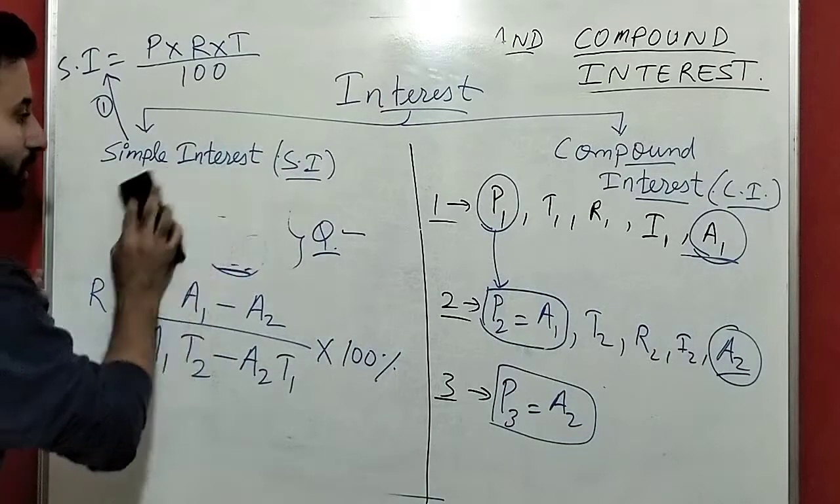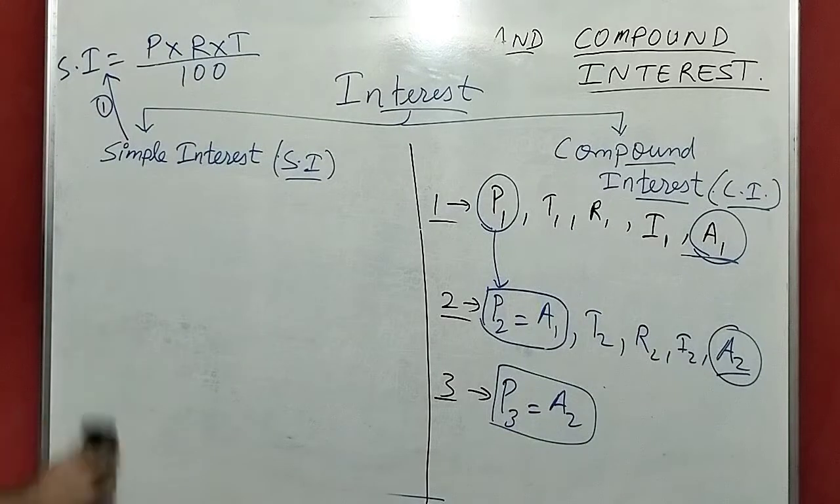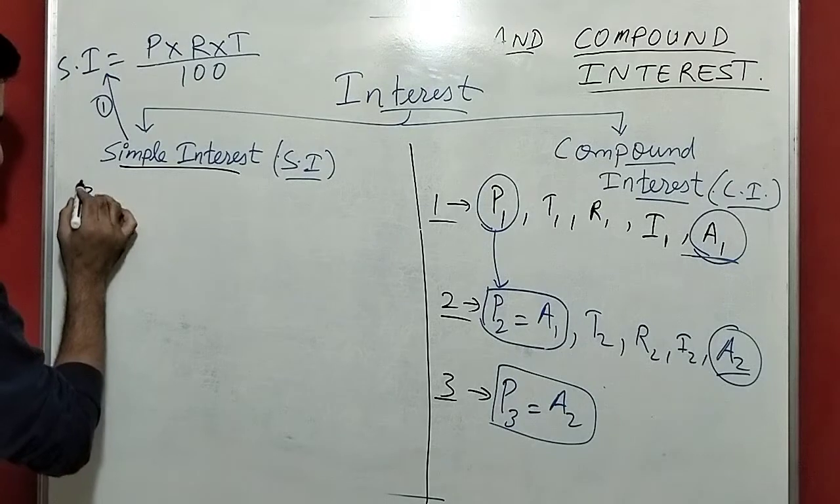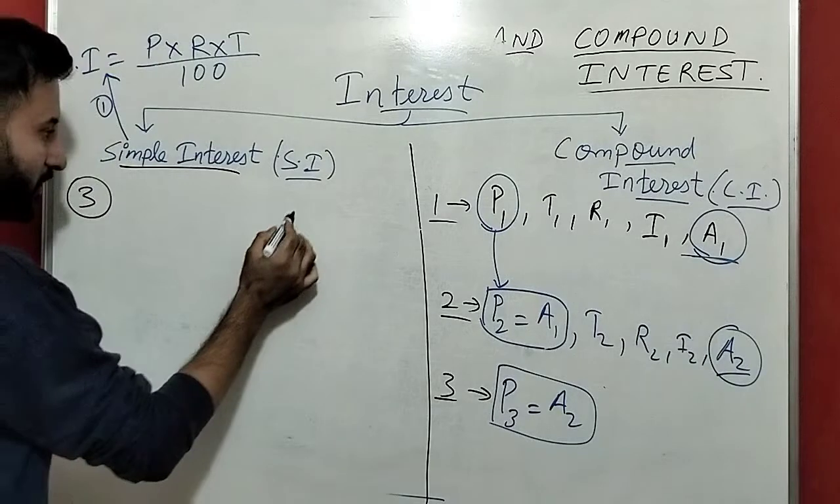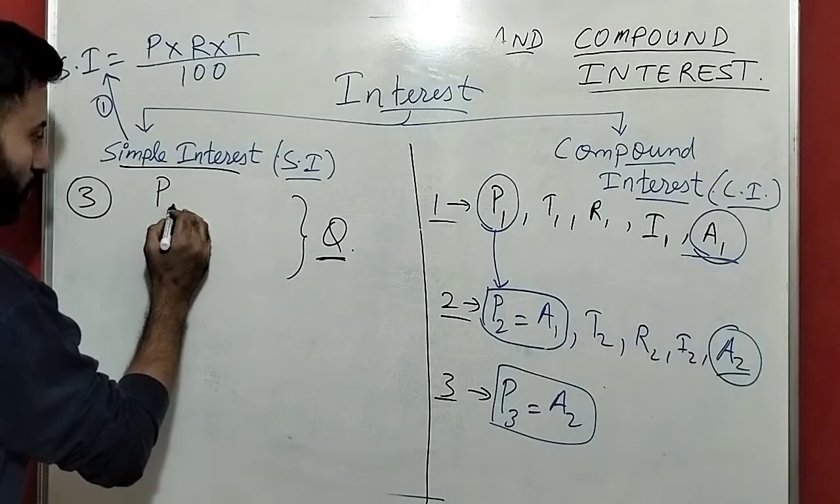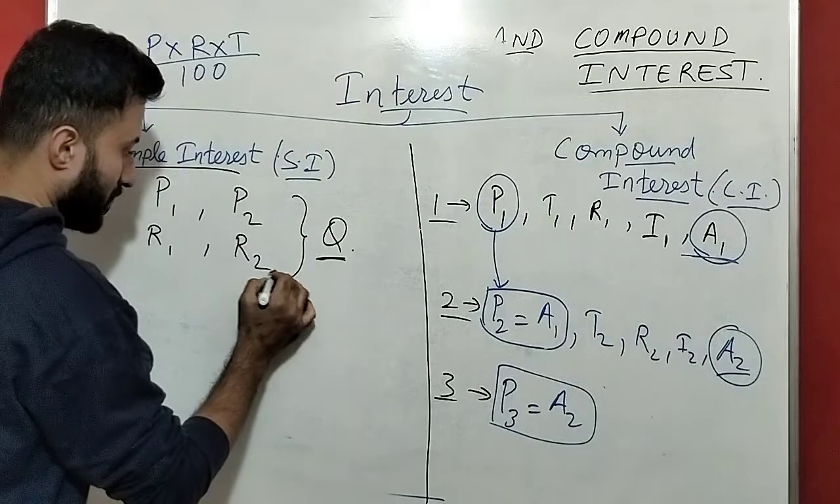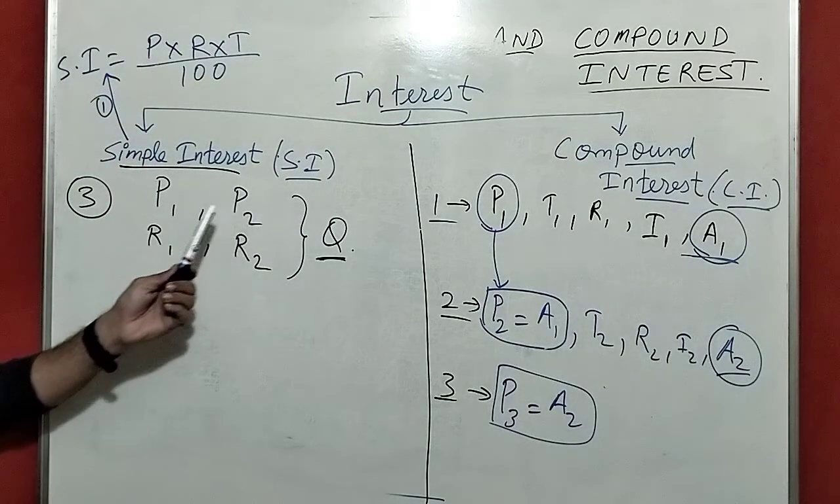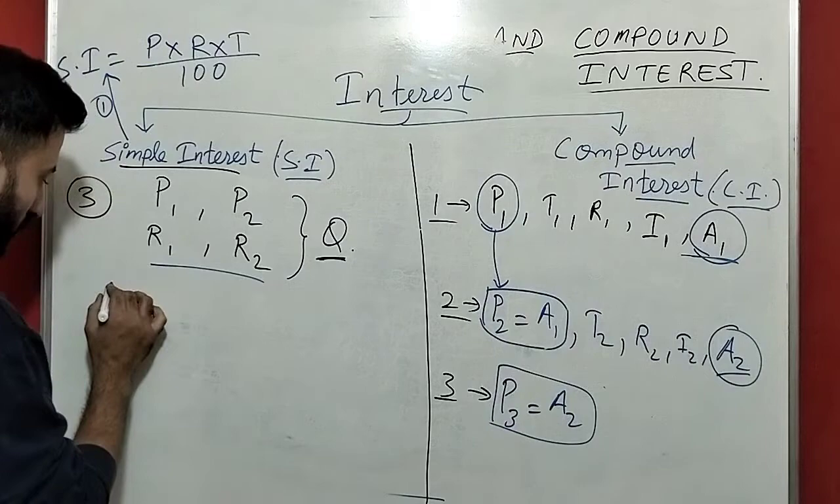Now we will write the third formula, because these three formulas are there in simple interest. The third formula is: if in the given question we have two principals, P1 and P2, and two rates of interest, then how to find the rate of interest?